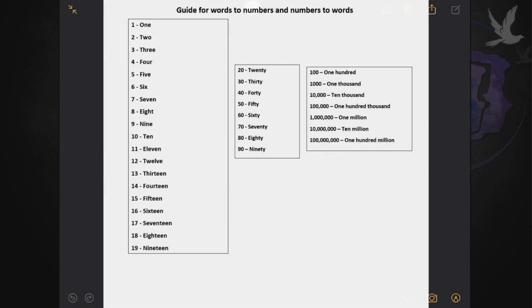You may pause and get familiar with their spelling, especially with the numbers 4, 14, and 40. Please take note of that. And also the numbers from 10 to 19, because the rest of the numbers are just easy.